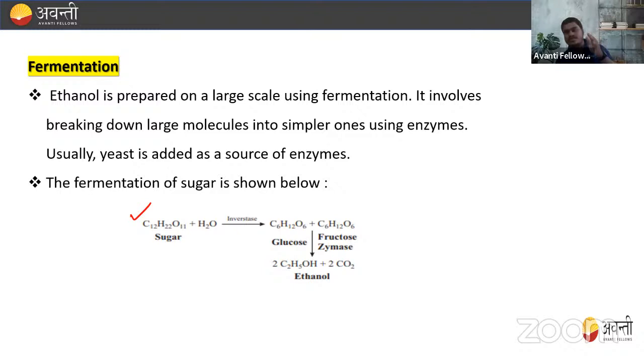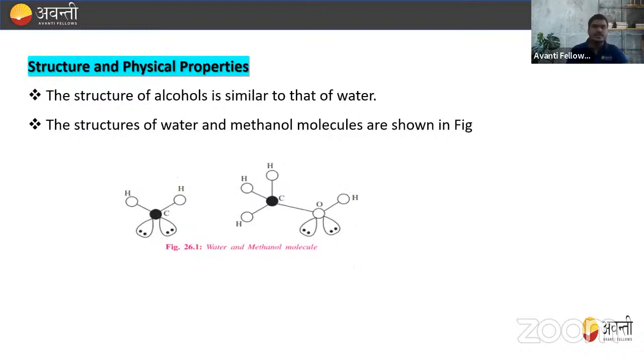That is the hydrolysis of sugar, so we get glucose and fructose. And by the reaction of glucose and fructose with the enzyme called zymase, we are able to produce ethanol. So this is another method for the preparation of alcohol. Now, we have covered all the important methods of preparation for alcohol.